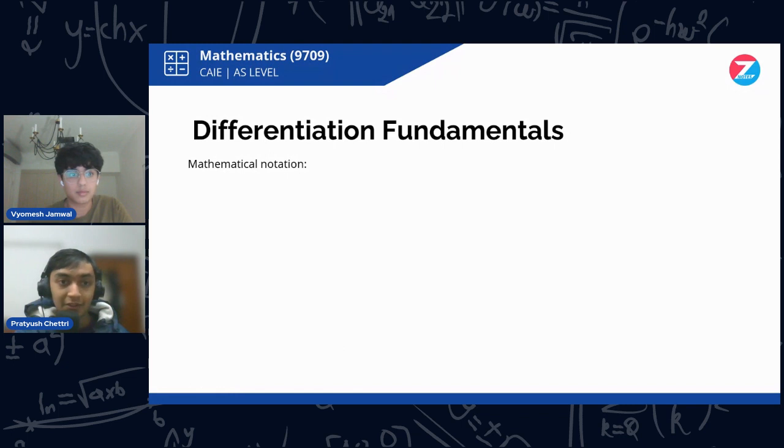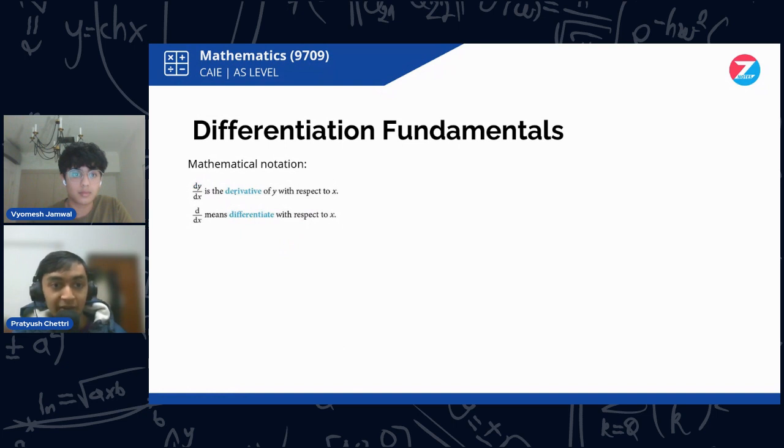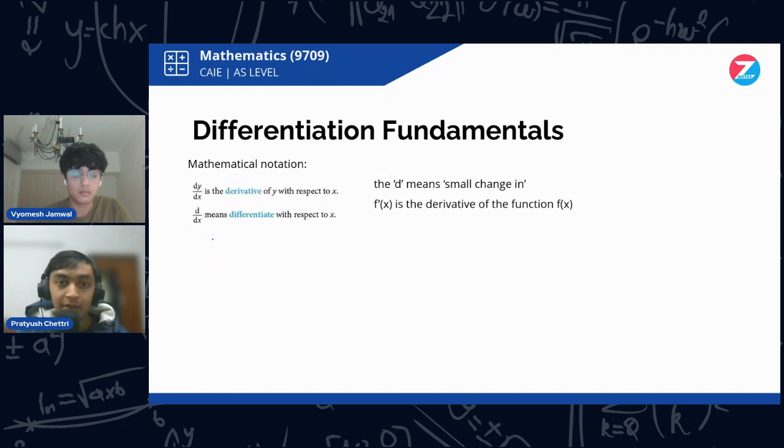Rise over run. So here are the fundamentals of notation you need to know. dy by dx means the derivative of y with respect to x. That derivative is a function, an expression. Differentiate is an operation like addition or multiplication. There's always the 'with respect to', which means: for a change in x, what is the change in y? The d you can think of as a small change in, whereas delta, which you use in physics, means a big change in. So this basically means small change in y over small change in x, small rise over small run, which gives you the slope at the point.